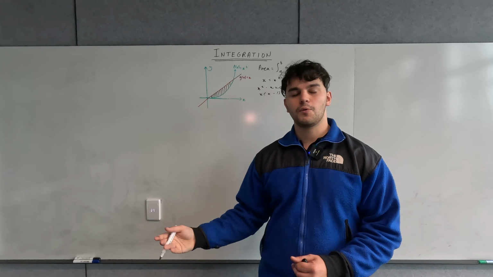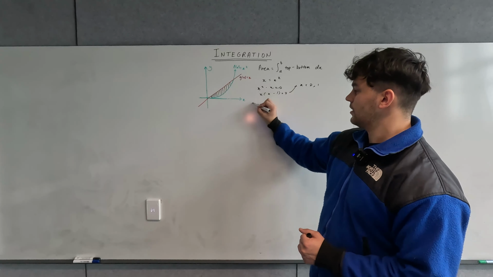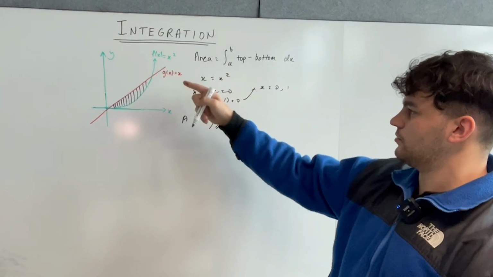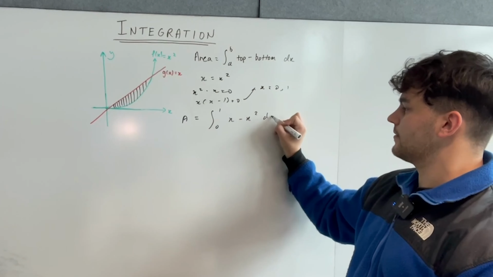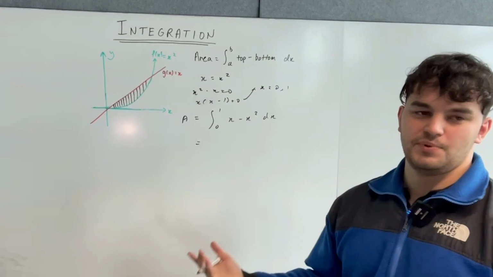So do we have to find the y coordinates? No, because we don't need them when we integrate. So what we do is we say the area is equal to the integral from 0 to 1 of our top function, which is the red curve x, minus the bottom function, which is the green curve x squared. So we've got the integral from 0 to 1 of x minus x squared. And this is pretty easy to calculate.